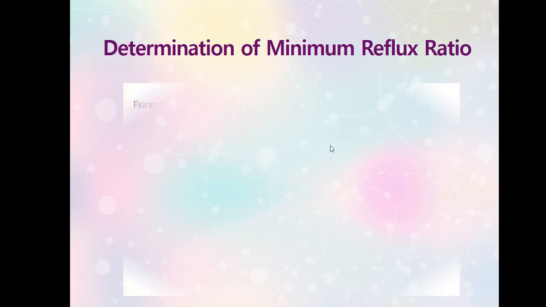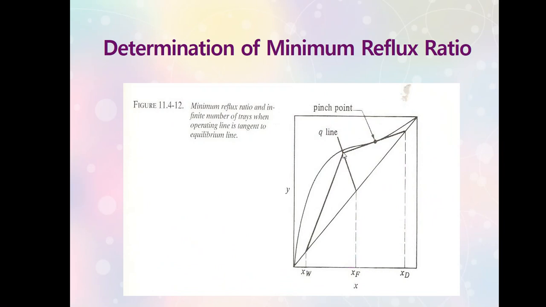So the procedure that is shown here on the slide tells you that. What you do, you solve the equation for the Q line and the enriching section operating line simultaneously, just like what you do in algebra. Two equations with two unknowns will give you the value of the x and the y, or specifically the x prime and the y prime.